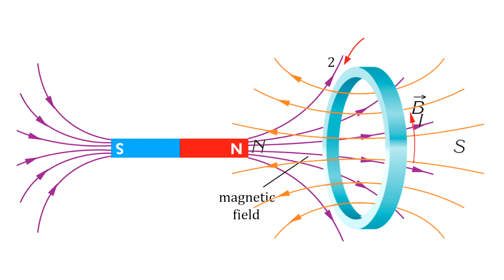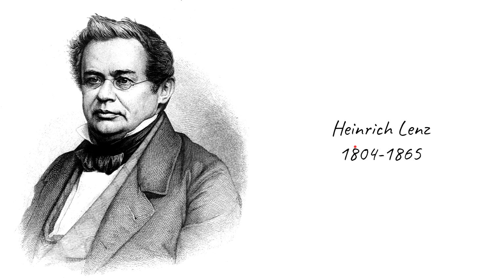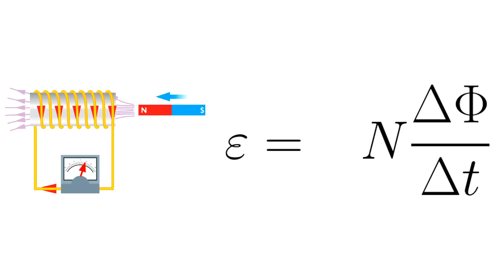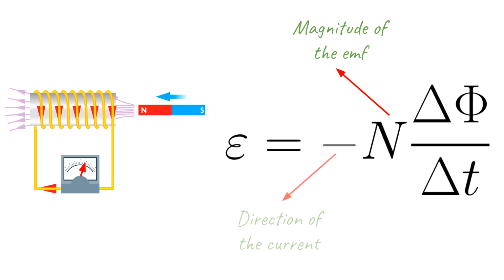So Lenz's law states that the induced magnetic field always opposes the changing magnetic flux. It will always oppose the change. It was formulated by Heinrich Lenz in 1833. While Faraday's law tells us the magnitude of the EMF produced, Lenz's law tells us the direction that current will flow.